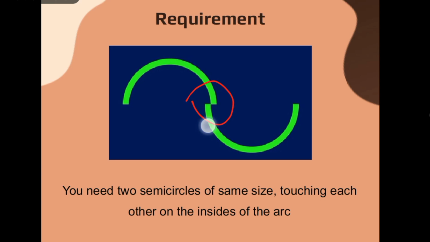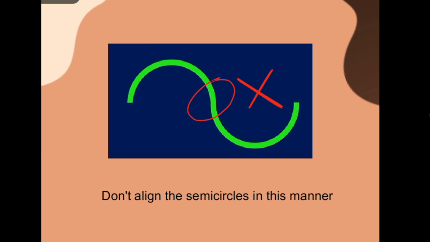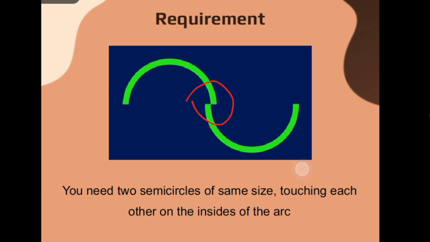For the intraocular pressure reading measurement, what you should have is that these two inner margins of the semicircles should touch each other. Now, one more important thing: don't note the readings while the semicircles are in this position. They should not be touching or aligned like this, right? So don't do it this way, you have to do it like this. It is the correct way to measure the intraocular pressure.